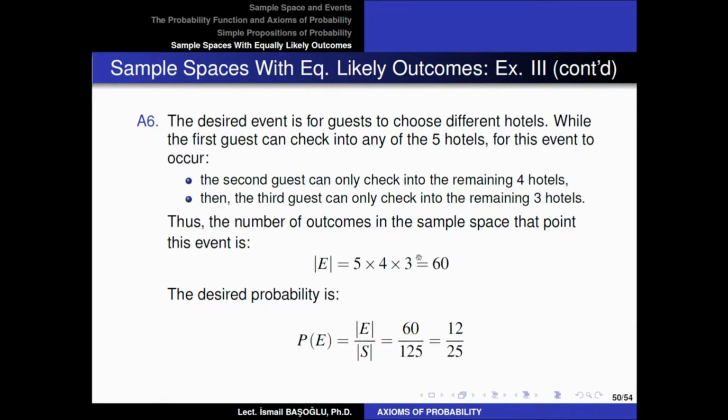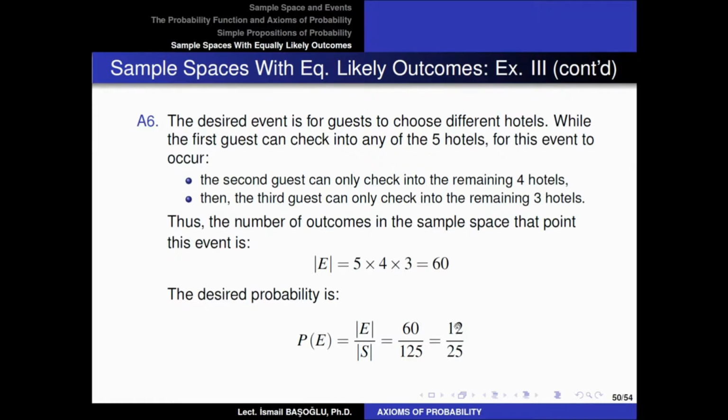Actually, this question is using the number of subset permutations. So we are basically using the permutation analogy here. Now, in 60 different ways, we can make these guests check into different hotels. Now, the probability of interest is the cardinality of event E, which is 60, divided by the cardinality of the sample space, which is 125. And that is, in summary, 12 over 25, which is very close to 0.5 if you are careful.